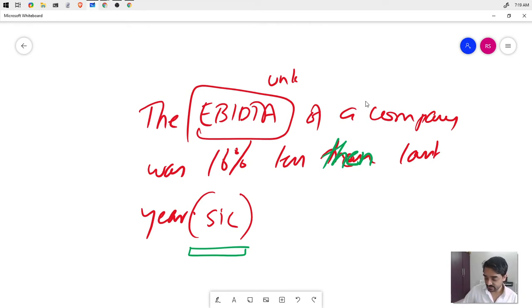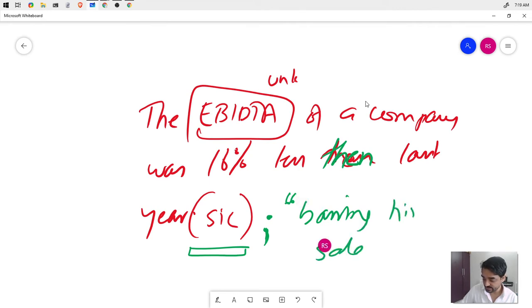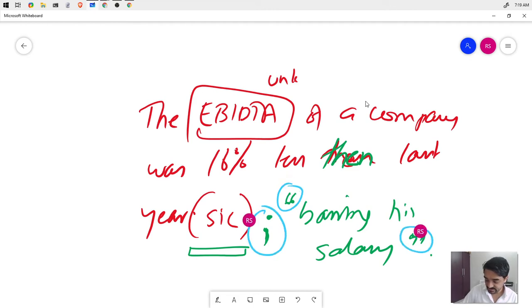So you have the sic, and let's say after this we have some comments from the author or someone. The EBITDA of a company was 16% less than last year, and then there's a comment, and we have this semicolon also, okay, and then we have the comment, barring his salary, or something like that. So what I'm getting into is that we have all of these special characters all across, right? And they have some specific meaning. Sic is also something which is trying to convey some message. And then we have this percentage sign, and then we have these words, then we have numbers, then we have these words which are short forms or acronyms of something.